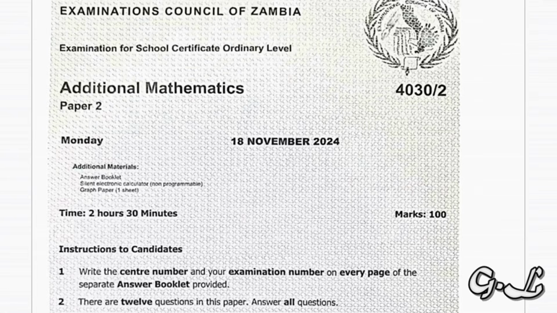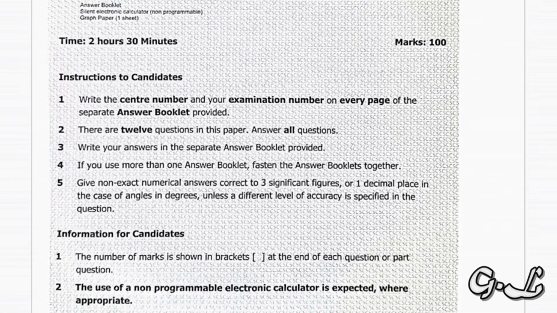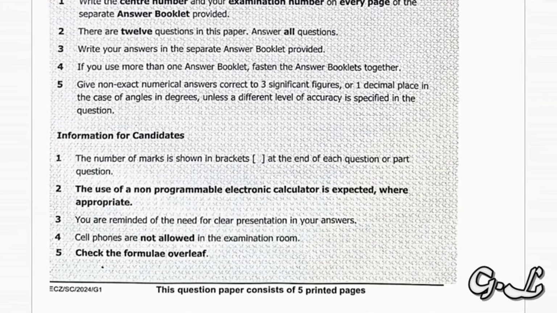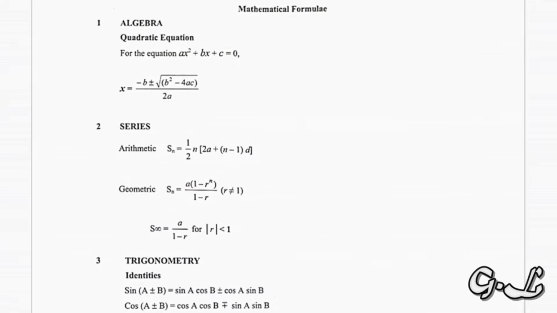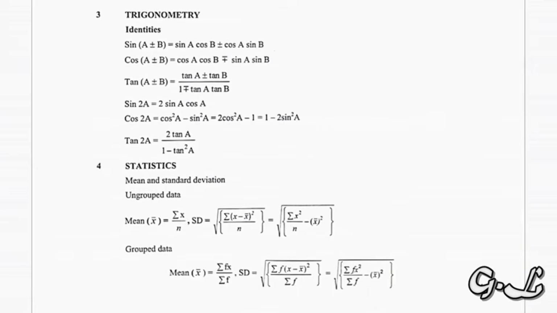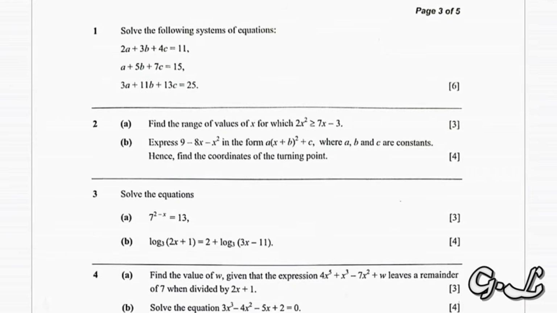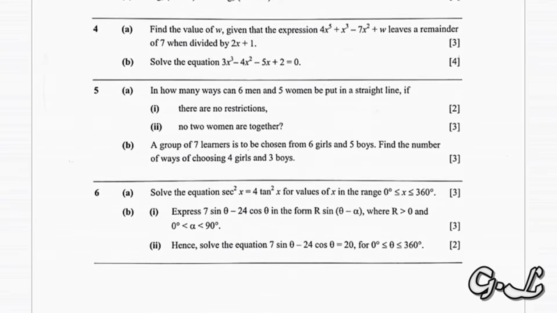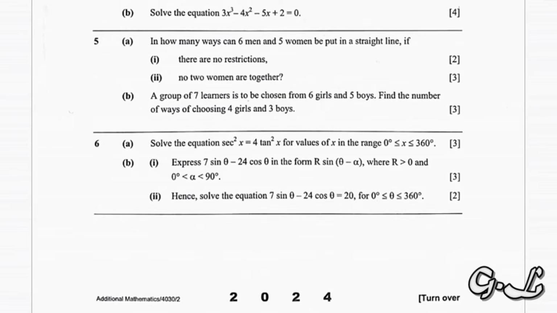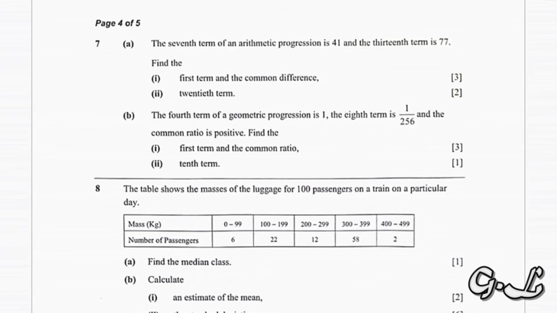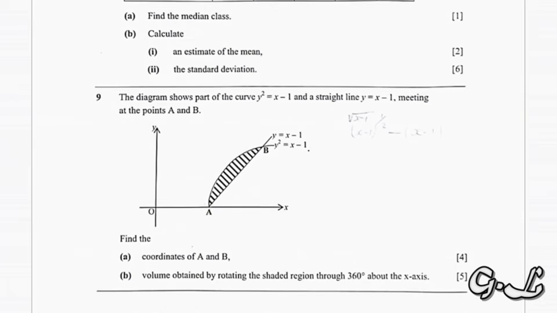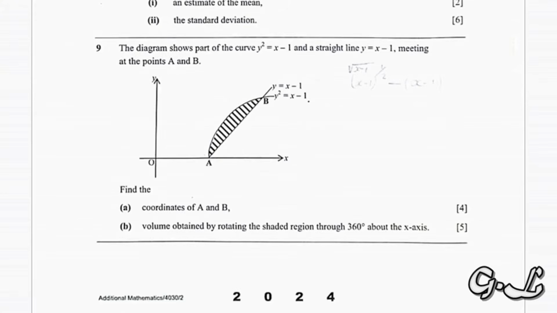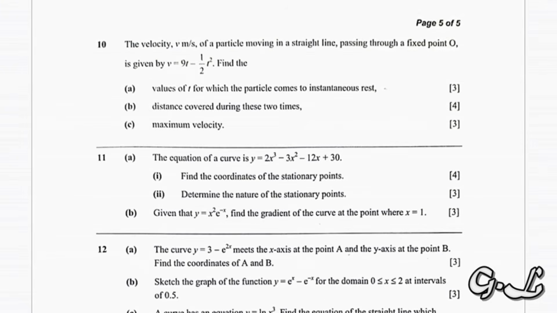So let's now try to check where the question is located in this paper. This paper was for the 2024 internal candidates. Let's try to check where the question is located. This is question number 11. This is the page that contains question number 11, the question that we're interested in today's tutorial.